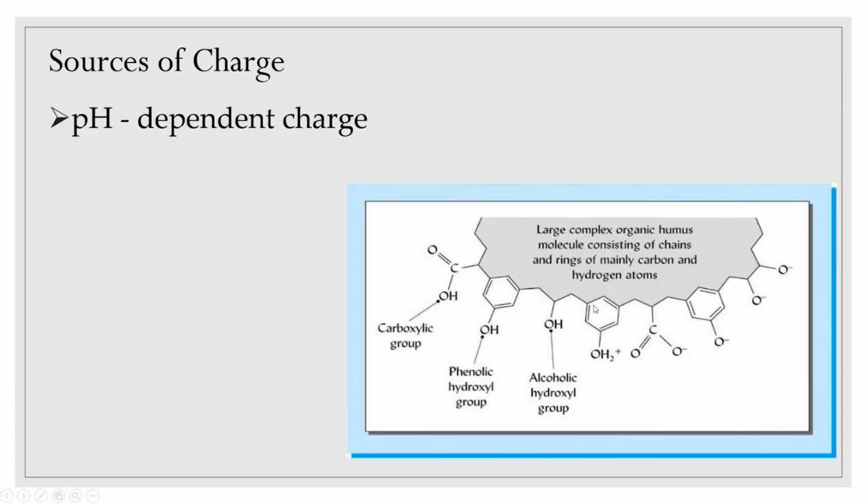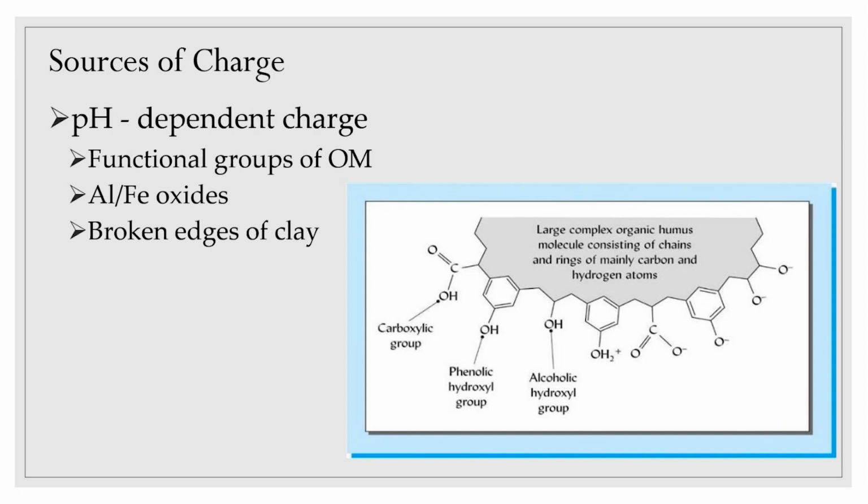The thing that we can influence, and this is why organic matter is so important, is the pH dependent charge. And there are 3 components to pH dependent charge: functional groups of organic matter, aluminum and iron oxides, and broken edges of clay.